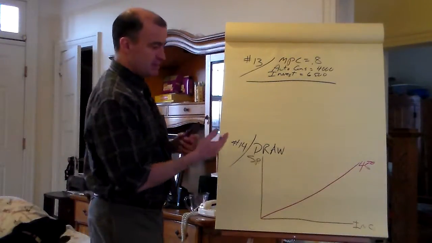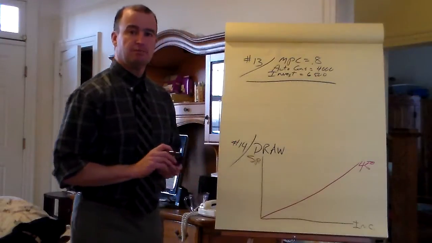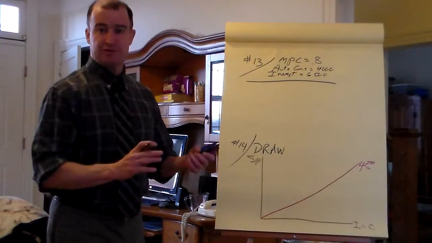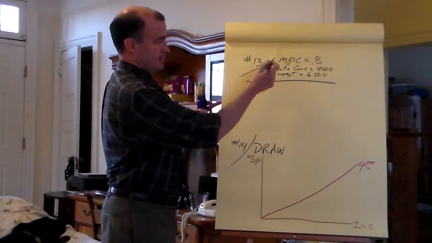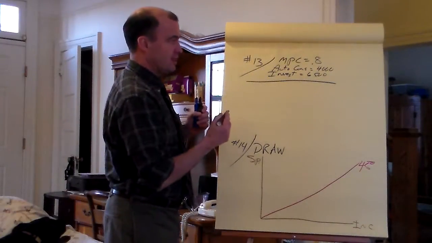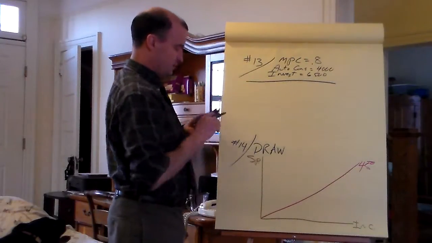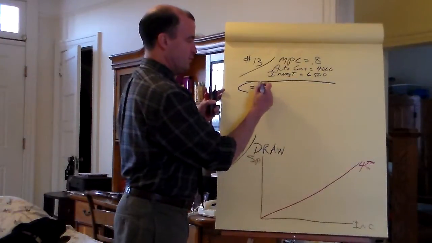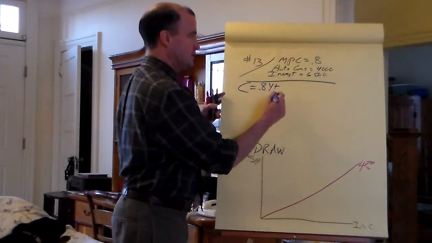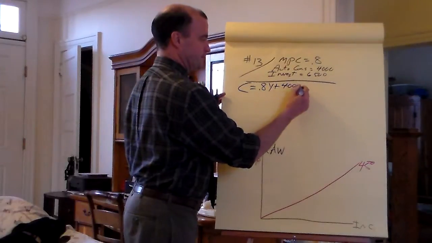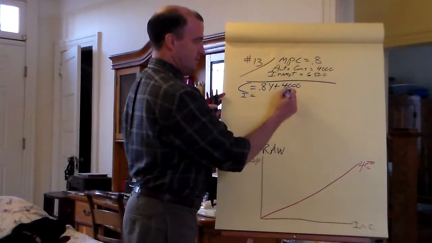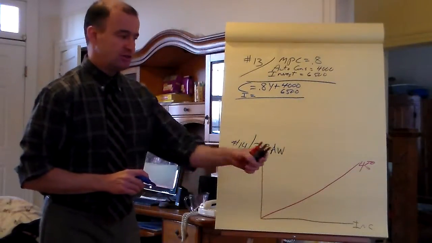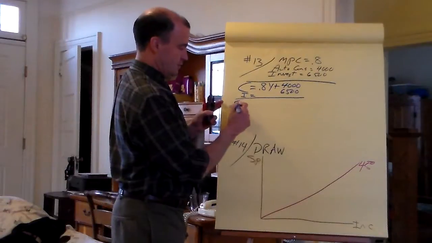Okay. So let's pretend number 13 on your mock test 4 is the group of questions you have to answer for the test that's coming up. You've got the MPC 0.8, autonomous consumption of 4,000. That means we can set up a consumption equation, C equals 0.8y plus 4,000. I is 6,500. So just follow along. You should have the mock test sheet with you.